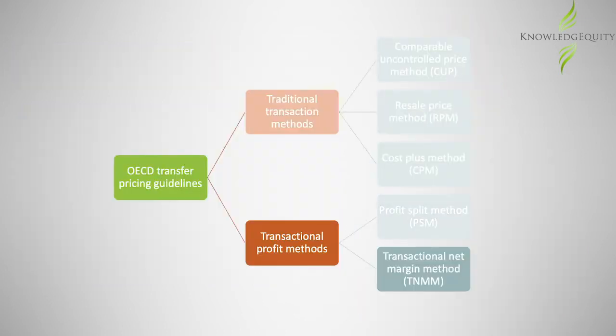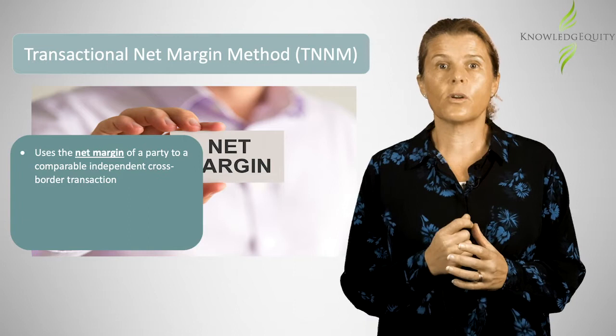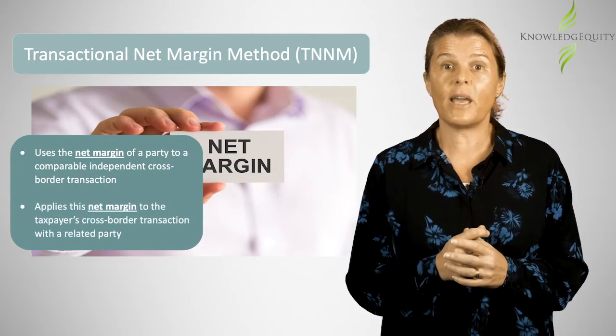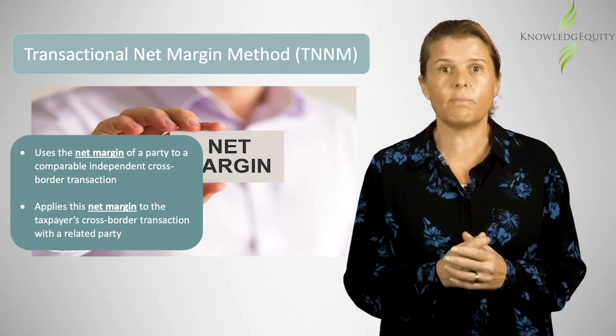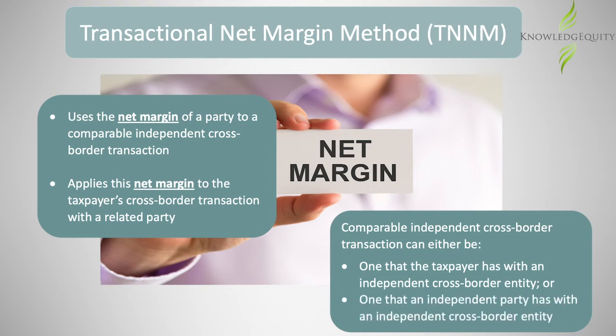The transactional net margin method is the second approach. This uses the net margin of a comparable independent cross-border transaction. It then applies this net margin to the taxpayer's cross-border transaction with a related party. The comparable transaction can either be one that the taxpayer has with an independent cross-border entity or one that the third party has with an independent cross-border entity.